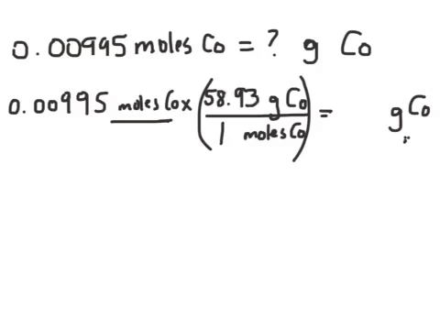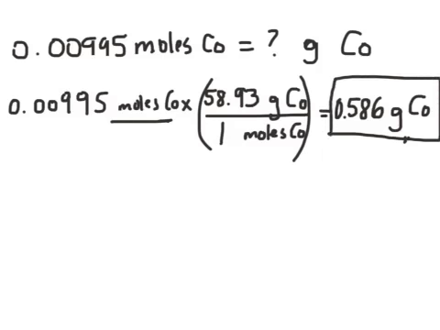58.93. So this is just multiplying 0.00995 on your calculator times 58.93 equals 0.586 grams of cobalt. So in that way, we figured out also the mass. So there's a self-check problem due on next week's homework where you have to figure out both moles and mass, which we have done.